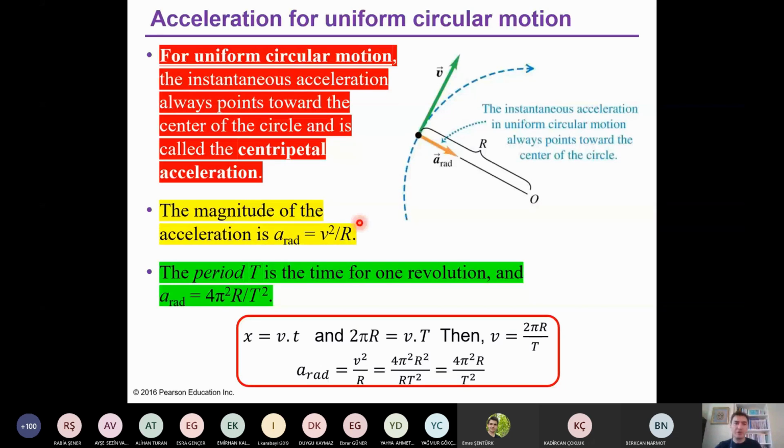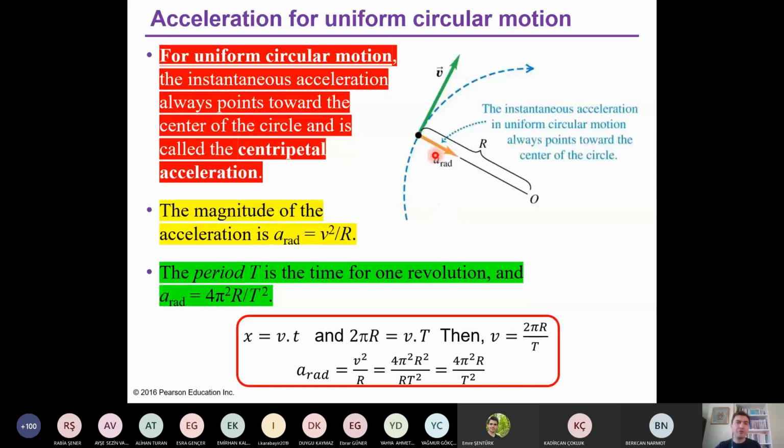Then let's continue. For uniform circular motion, again, the speed is constant, and we have a radial acceleration. What is the effect of this a radial? This a radial changes the direction of the velocity. In uniform circular motion, speed is constant, the magnitude of velocity is constant, but its direction changes. So it is due to this radial acceleration.